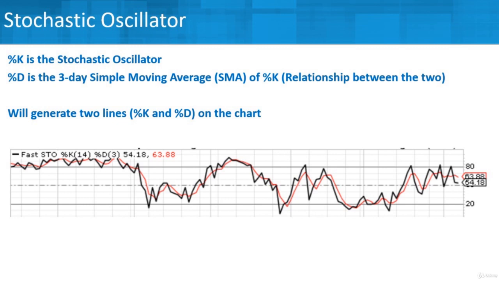So if we look at it graphically here, you're going to have your percentage K, the stochastic oscillator, and then your percentage D, which is that 3-day simple moving average of that percentage K. So it's a relationship between the two, and it's going to generate two lines on your chart. You can see here where it says STO, stochastic oscillator, the percentage K is 14 days. That's the default. The percentage D is 3, because that's the 3-day simple moving average. So that's the default too. It generates two lines, and you can see the two lines here right on the chart.